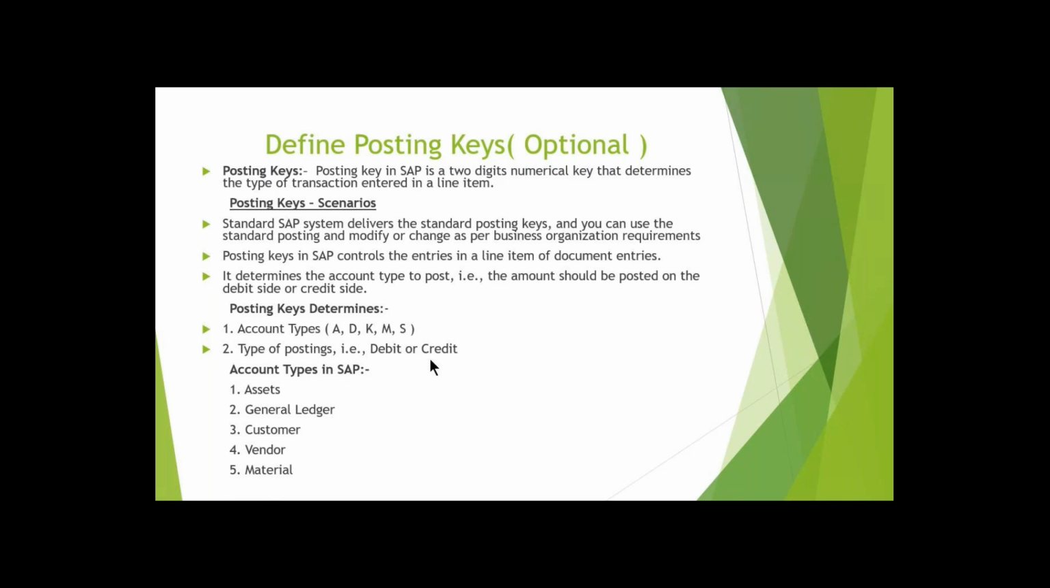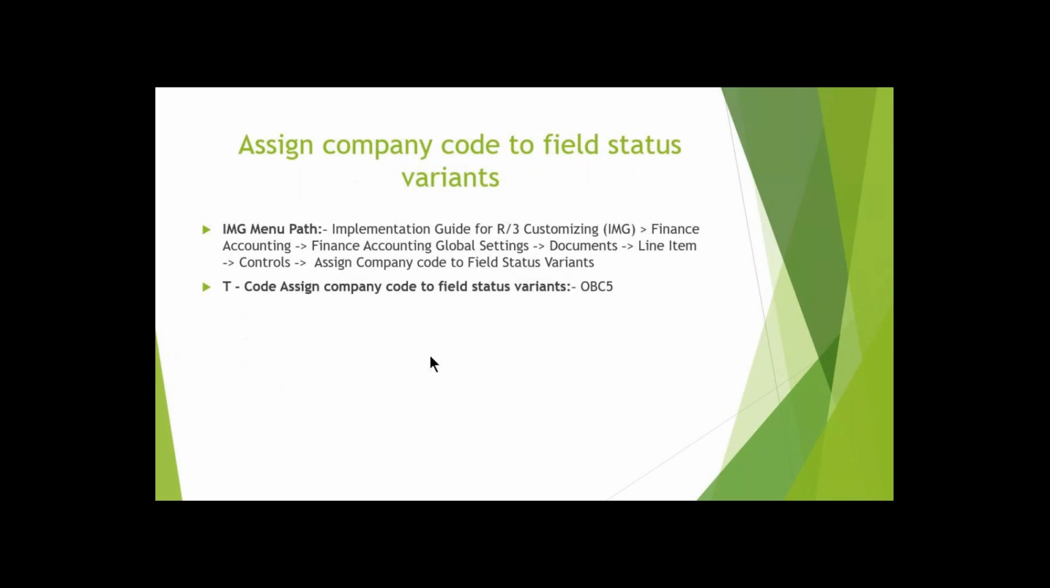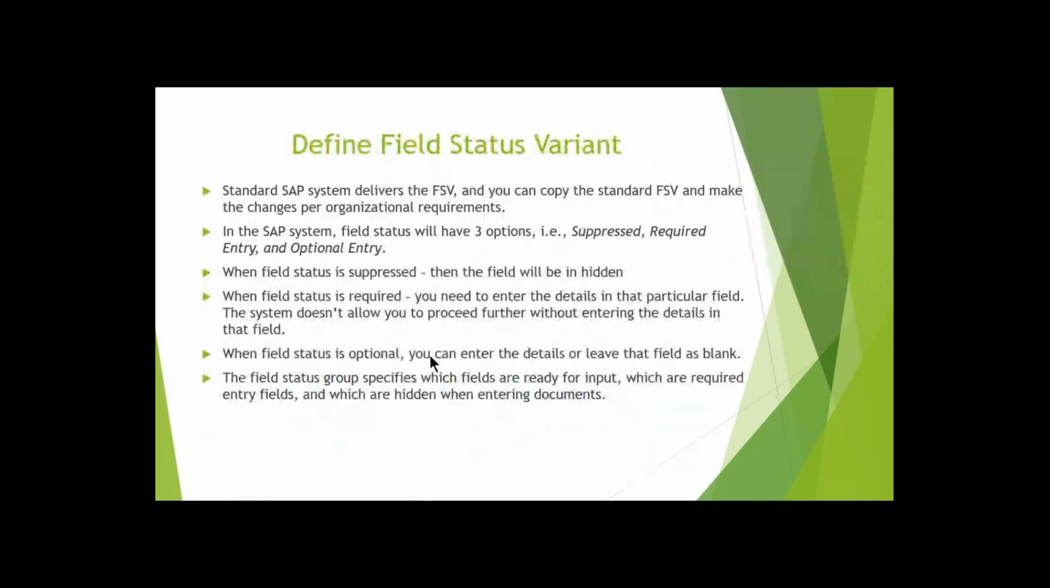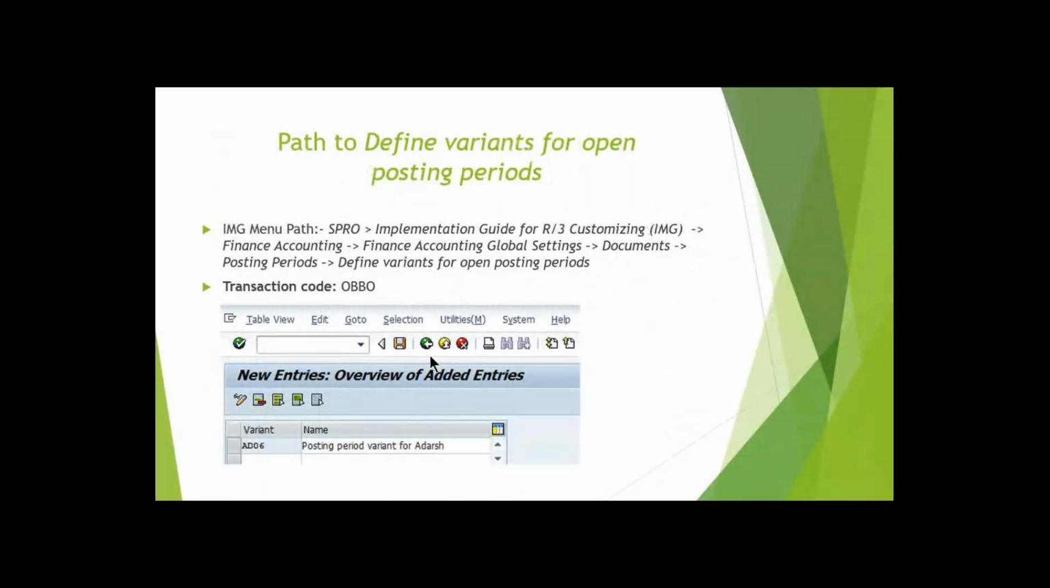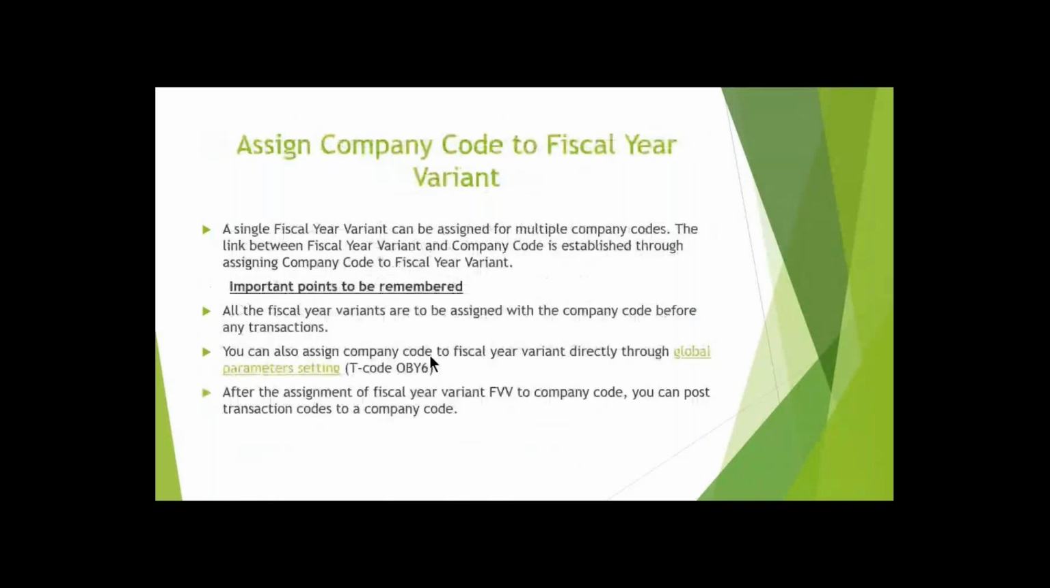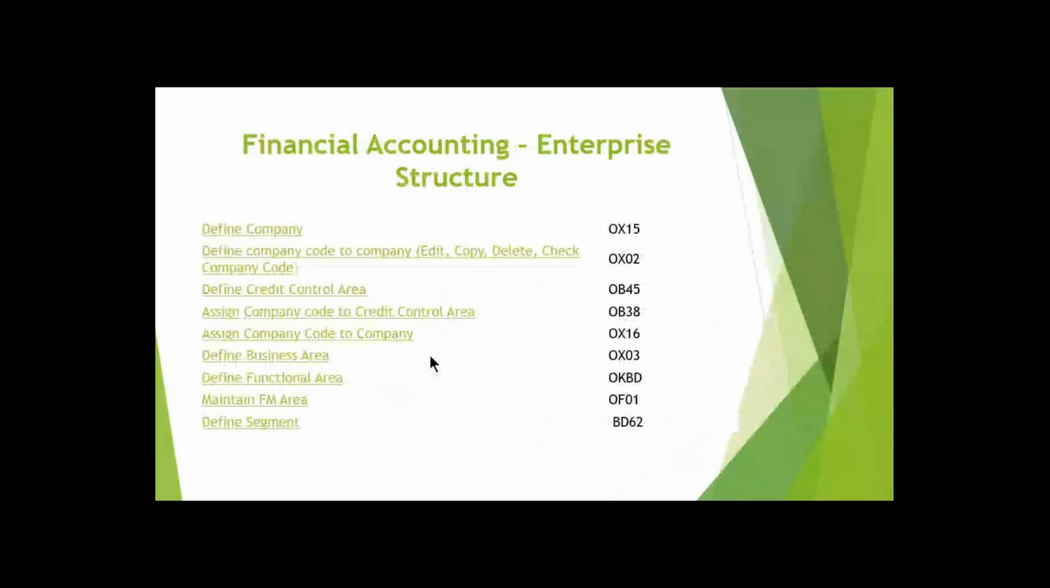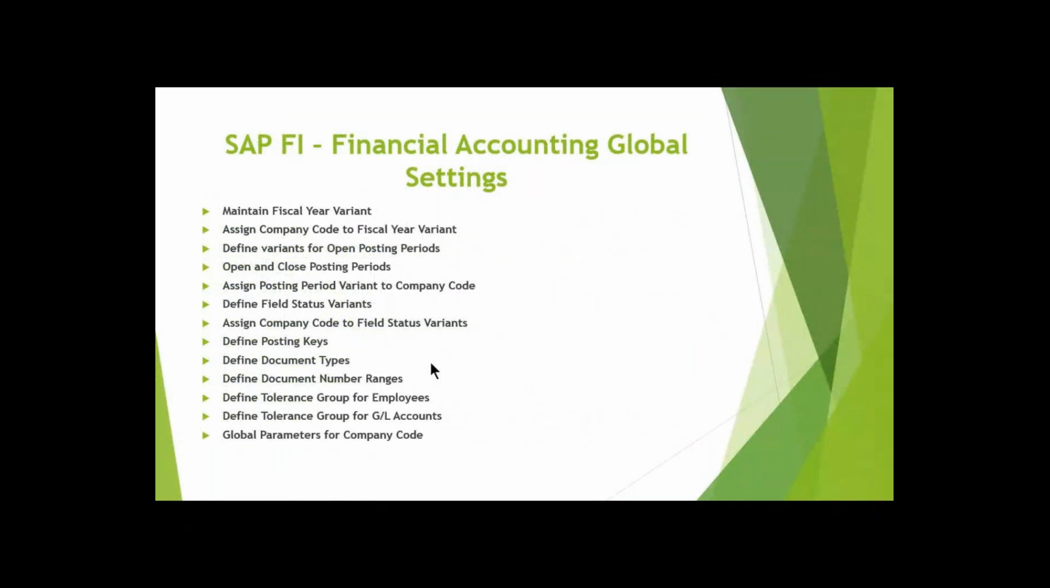Understood? Yes, sir. Okay, so this is what we need to do under the global settings. Any doubts still here from the global settings? No, sir. Okay, now what do you mean by document types and number ranges?